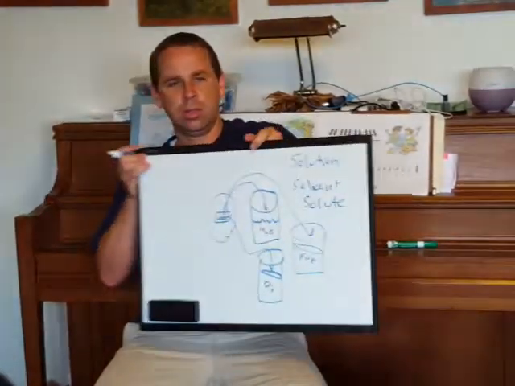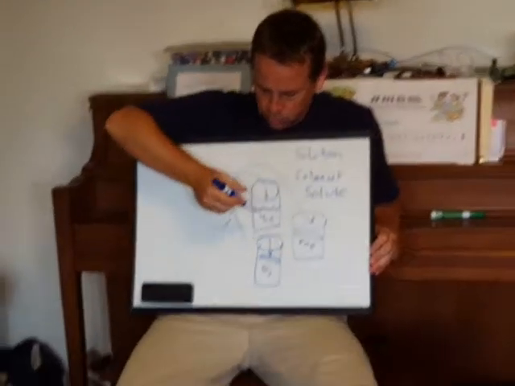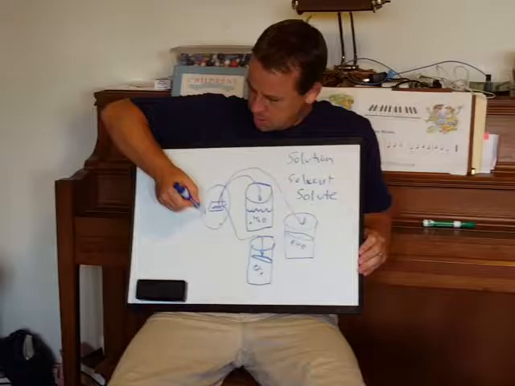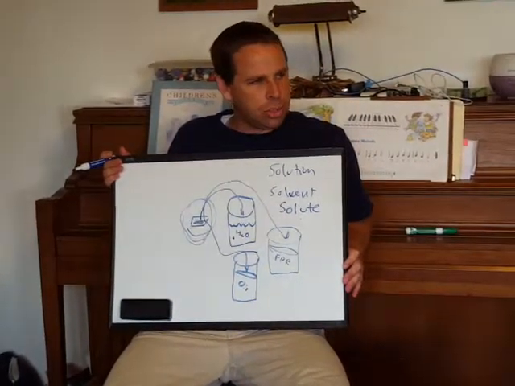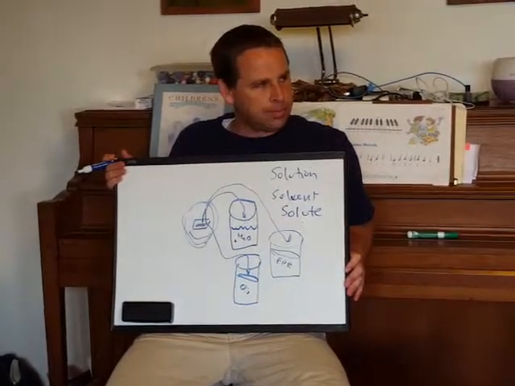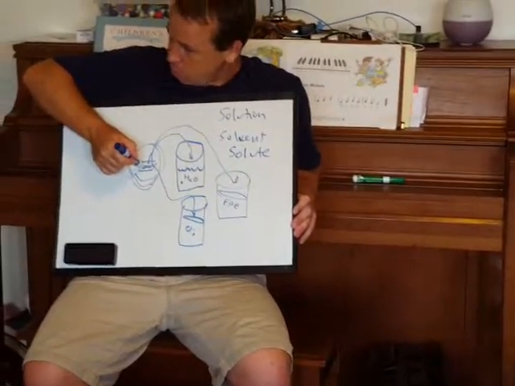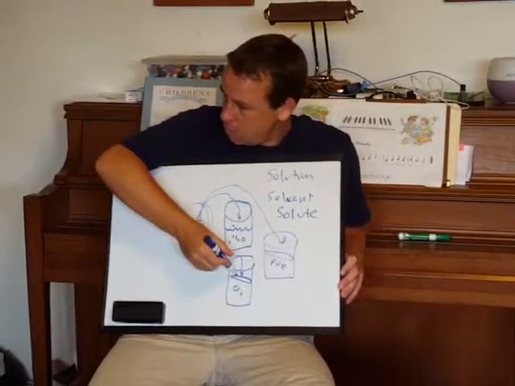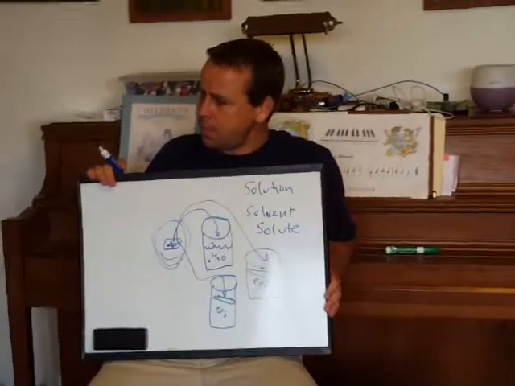S-O-L-U-T-E. The solute. So, what is this part called? Solvent. This thing is the solute. Mixed together, they're called the solution. Soluble is whether or not the solute will dissolve in the solvent. So I say, is this soluble in water? Is this soluble in oil? Is this soluble in fingernail polish remover or acetone? Okay? Does that make sense?